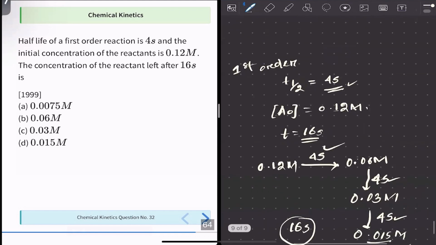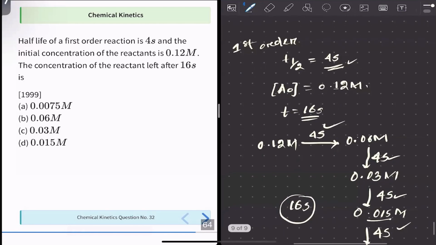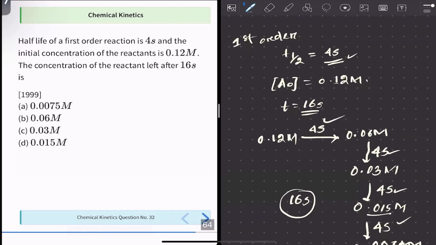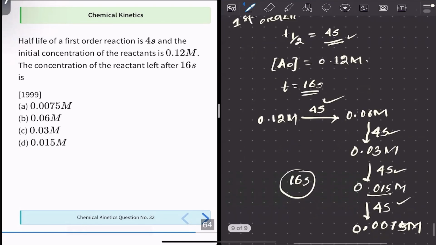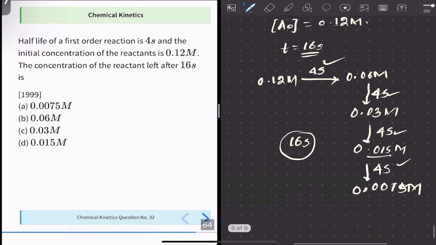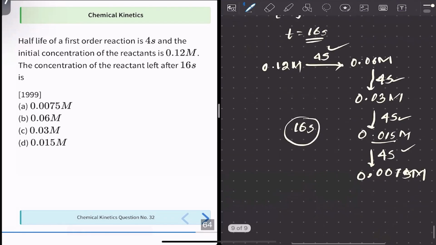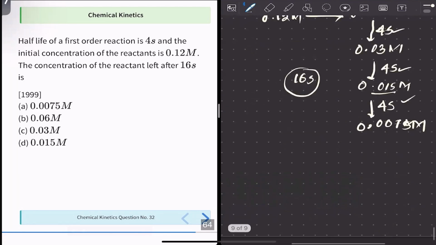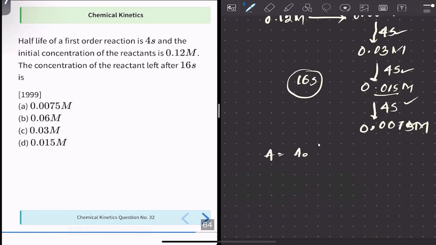You do not need to go through the integrated equation part, that is log. Just simply halve the concentration after every T half. Or else you can write in this way: A is equal to A naught times half to the power N. Here N is the number of half lives.